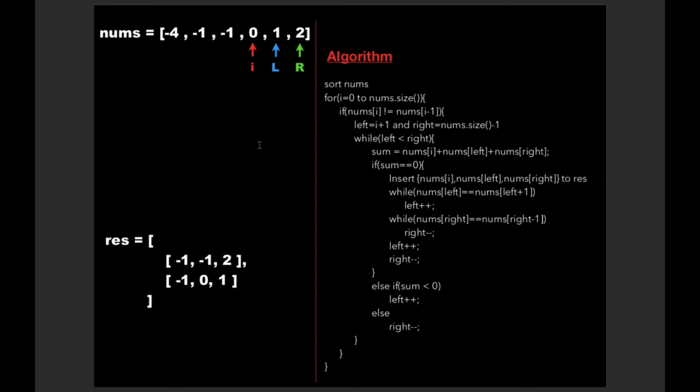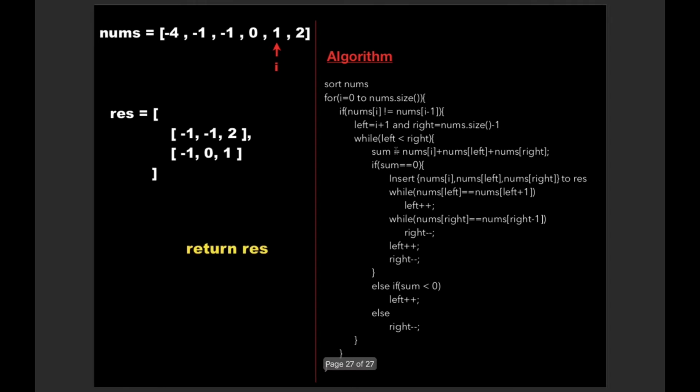Now we calculate the value of sum, and the value of sum is 3. Therefore, now we decrement the value of right according to this else condition. Now left and right both point to the same element, that is 1. Therefore again we exit the while loop and increment the value of I.